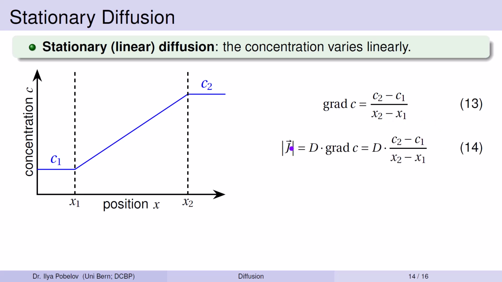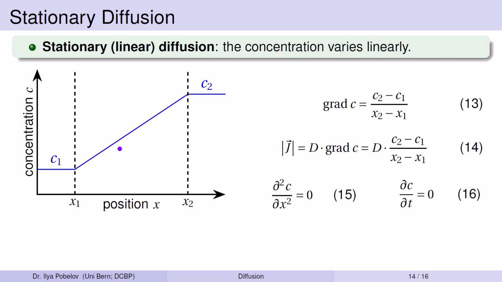The flux is also constant. Its magnitude equals the product of diffusion coefficient D and the gradient of concentration. Now, the second derivative of concentration with respect to position in this case is zero at any point. Consequently, according to Fick's second law, the rate of change of concentration with respect to time is also zero at any point. What does this mean?